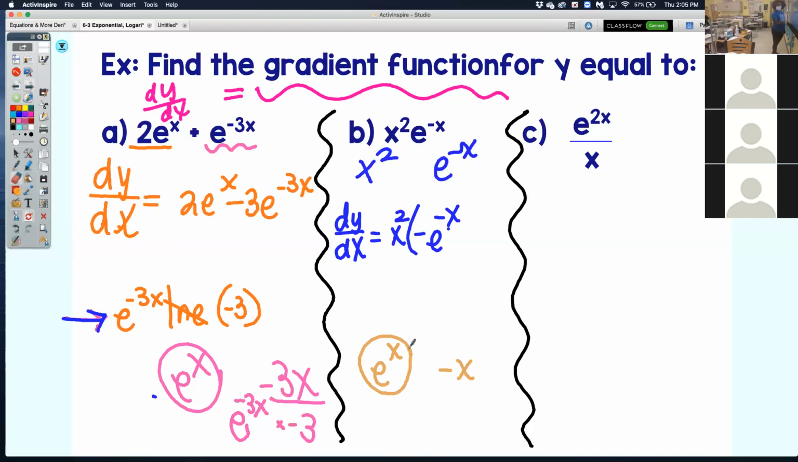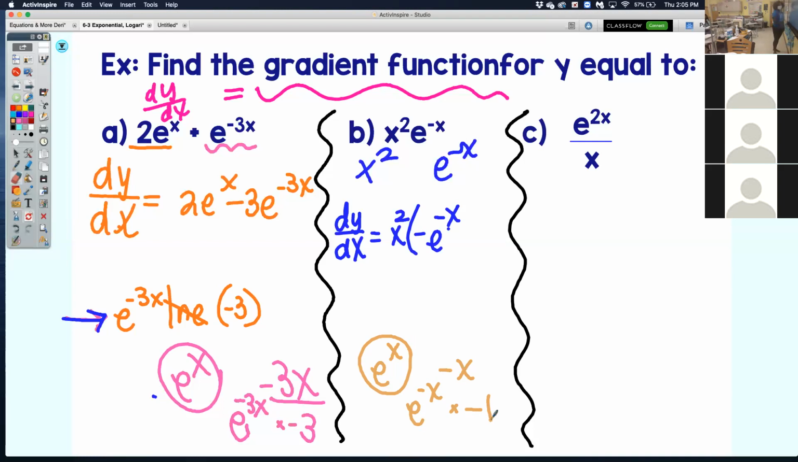What's the derivative of e to the x? One. No. E to the x. Yeah. But I don't write an x, I write the inside function. And then I multiply this by the derivative of the inside. What's the derivative of negative x? Negative 1. That's how it becomes a negative e to the negative x.